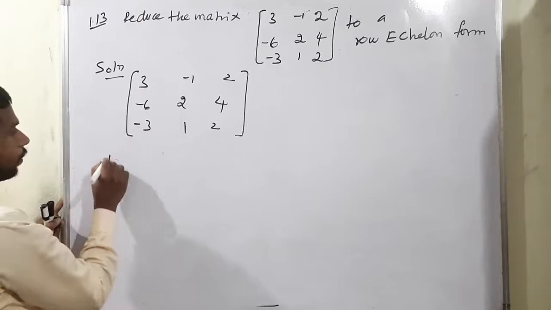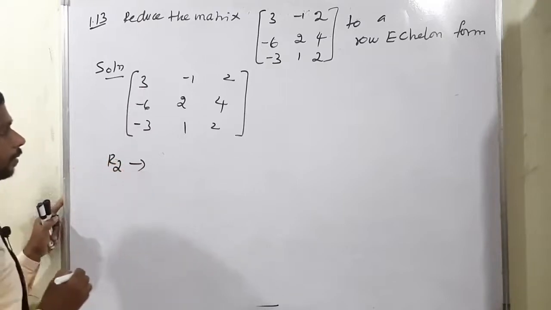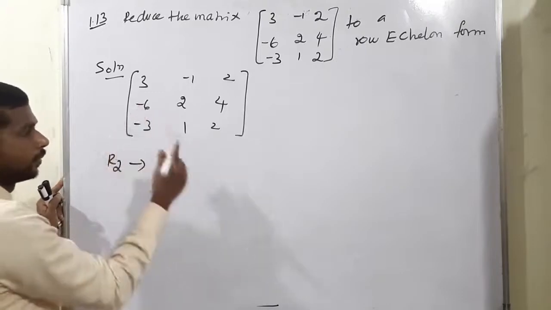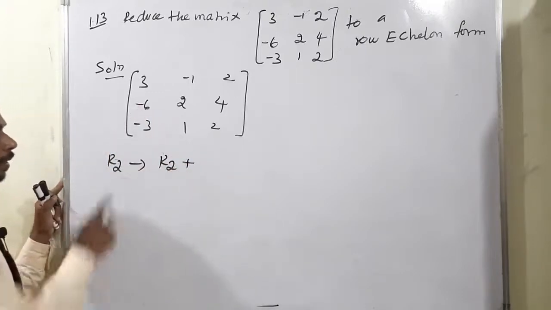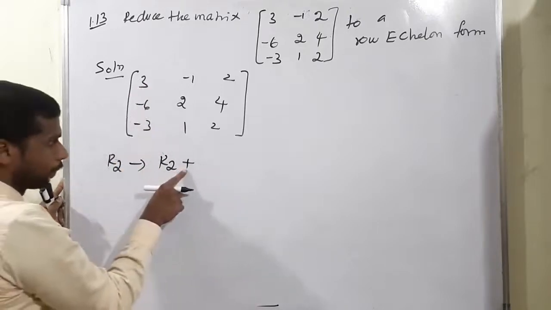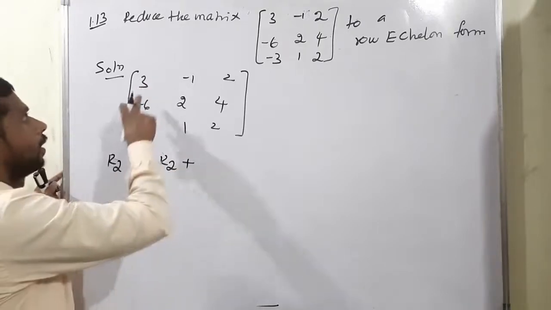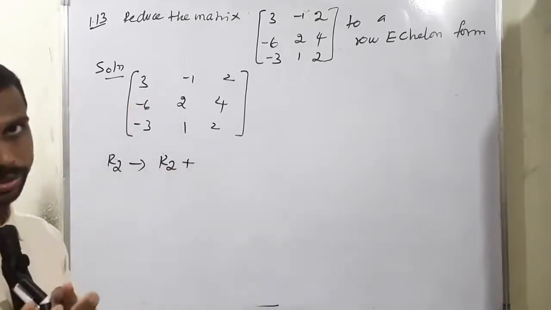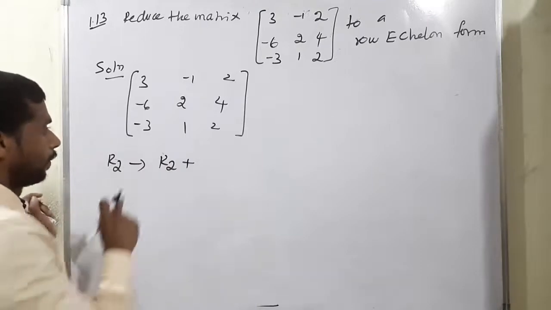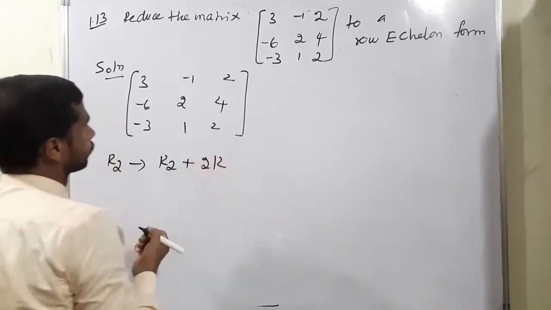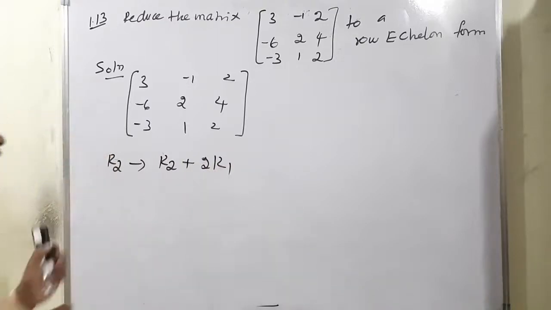So the second row, R2, we have to make... there minus 6, take it plus 6, so it will be added and 0 will come. So R2 plus, the next one, already 3 is there. How to make it 6? 3 into 2 means the value will be 6. Therefore, we can write R2 plus 2 into R1.